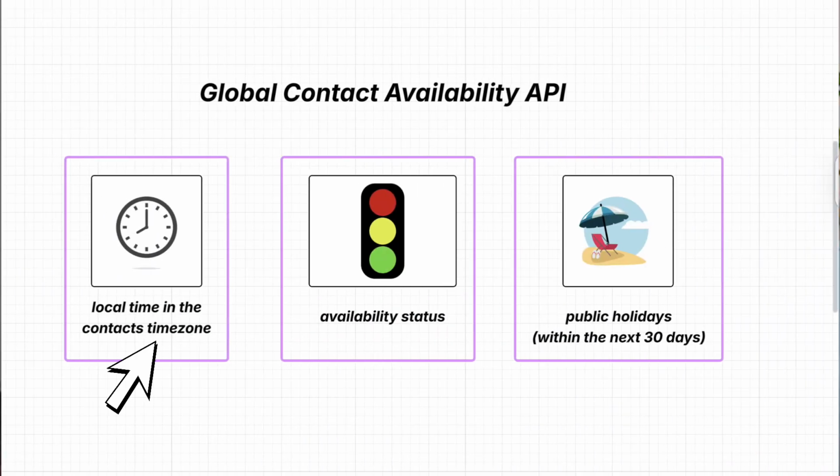We need the current local time in the contact's time zone, their availability status, whether it's a good time to call them right now, along with a recommendation for the best time to call if it's not currently a good time to call, and finally, a list of upcoming public holidays within the next 30 days in their location.